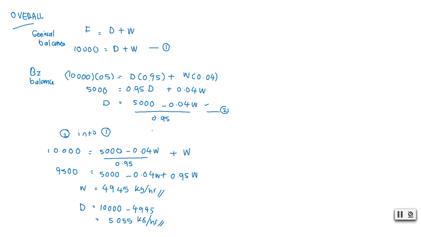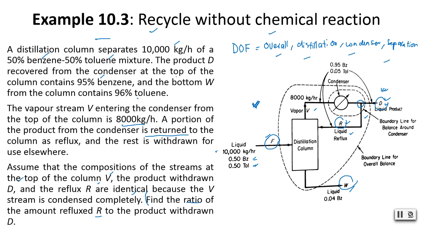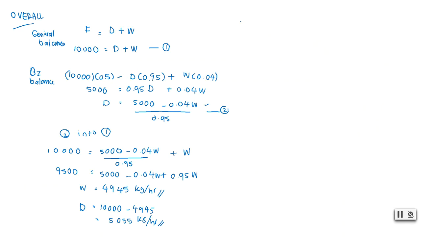So we got W and we got D. Now the second thing: because we want to know the ratio of R to D, we already have the D value, but we have to find the R value now. So we go to the second balance, focusing on the condenser. I'm just going to divide it here. This is for the condenser.